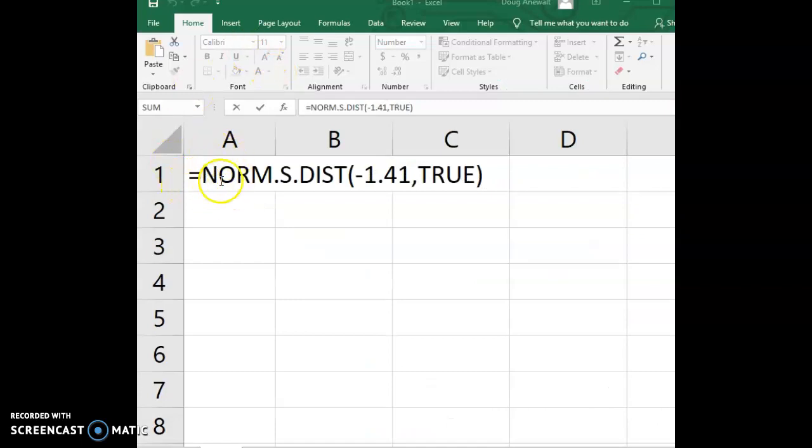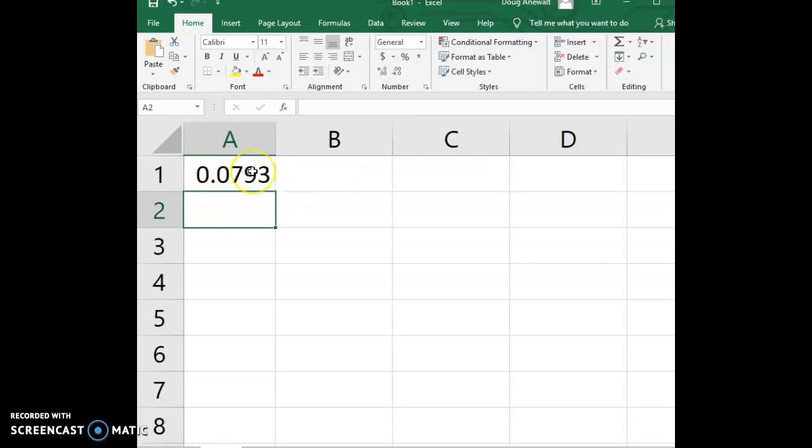In Excel, we can use the formula equals NORM.S.DIST here, put in the z-value, comma, TRUE, and when you hit enter on that, it will give you the probability of being at that z-value, that critical value, or even further to the left of it, and here it is.